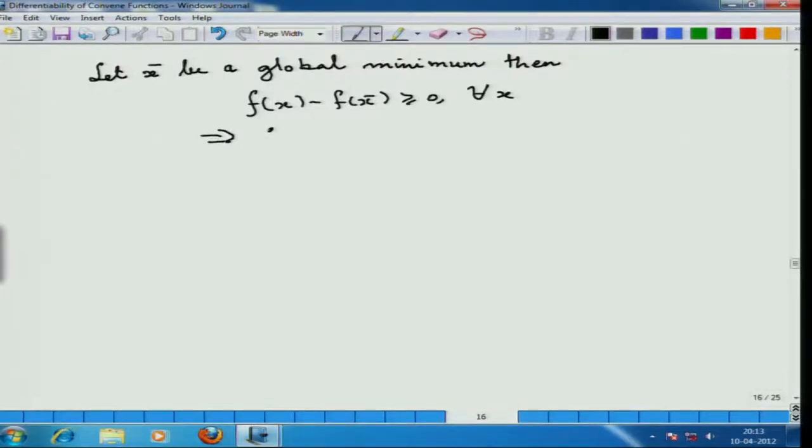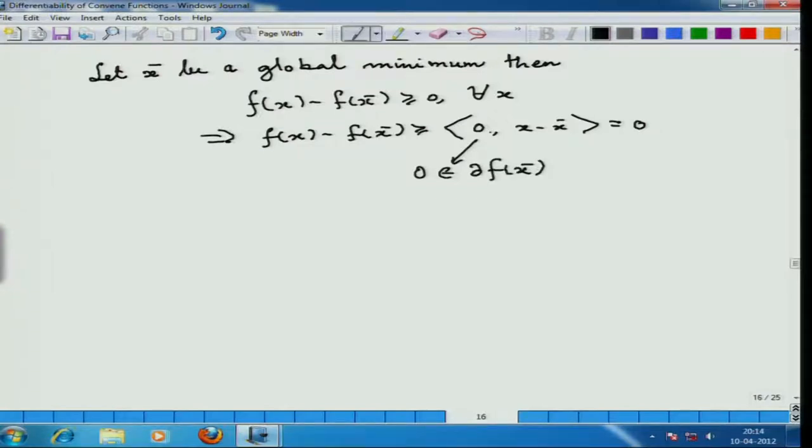This simply implies that f(x) minus f(x bar) is bigger than or equal to the inner product of the 0 vector with x minus x bar. And because this is nothing but equal to 0, this simply says that 0 belongs to del f(x bar).